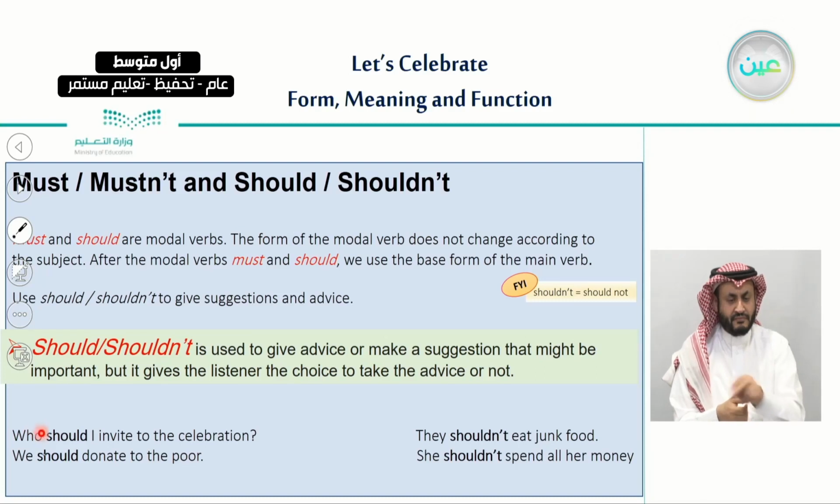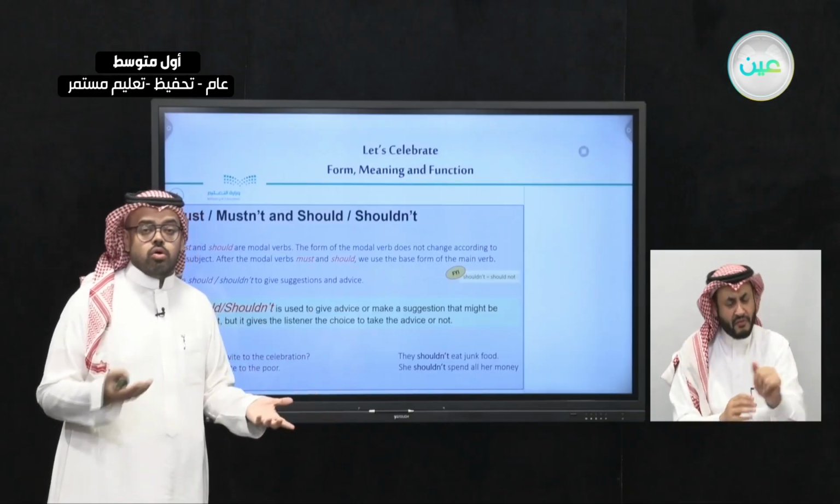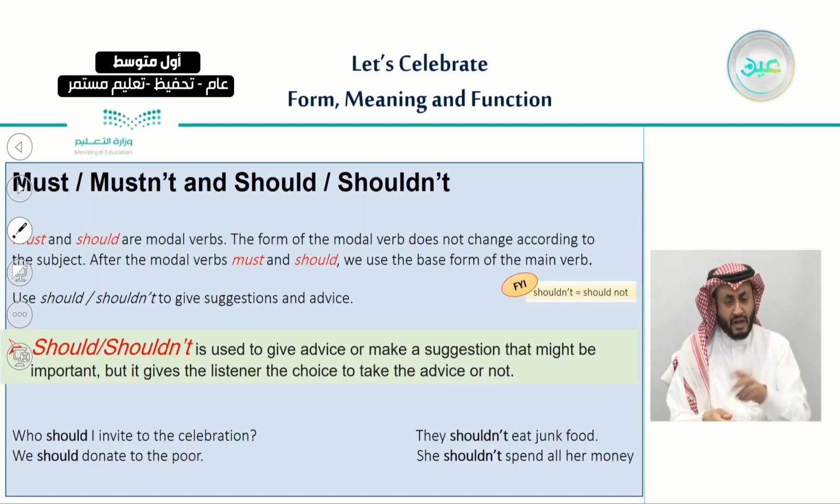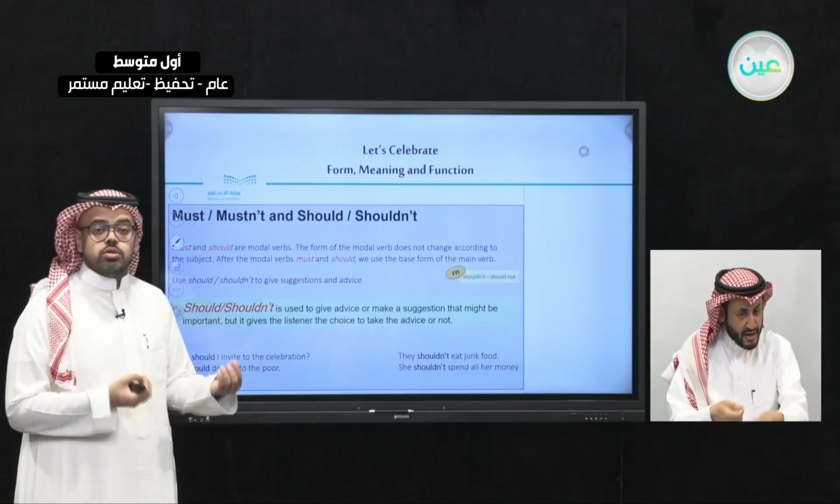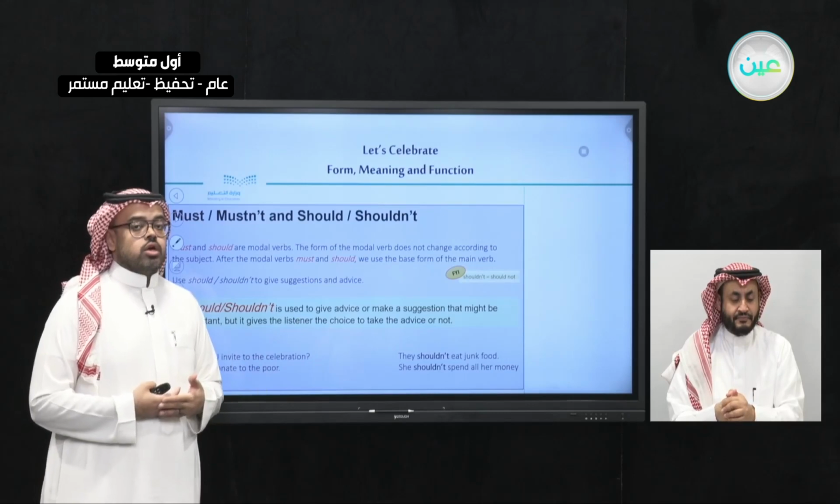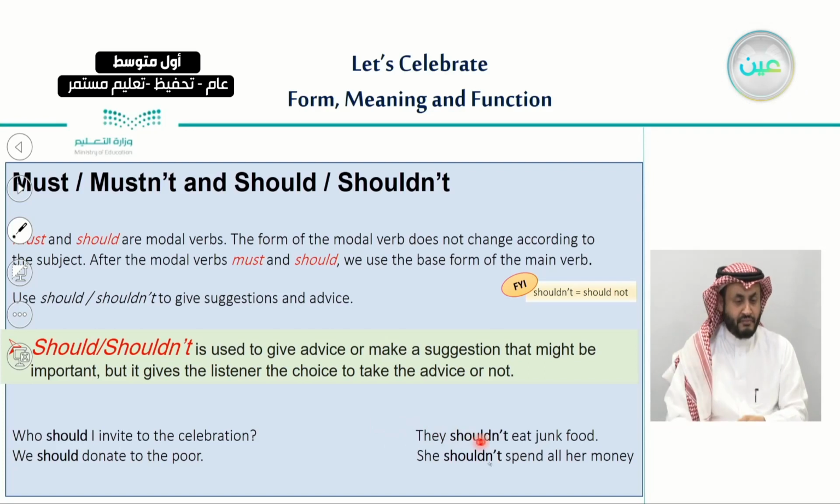For example, who should I invite to the celebration? This is a question. Why do I use should here? Because I have a choice whether I invite someone or don't. Also, we should donate to the poor. So this is a nice suggestion, a nice advice. So it's up to the listeners who want to accept or who are willing to accept this advice or not. Also here, they should not eat junk food.